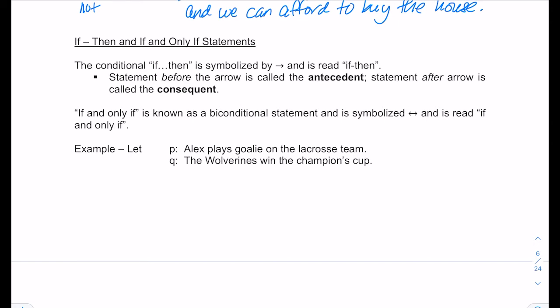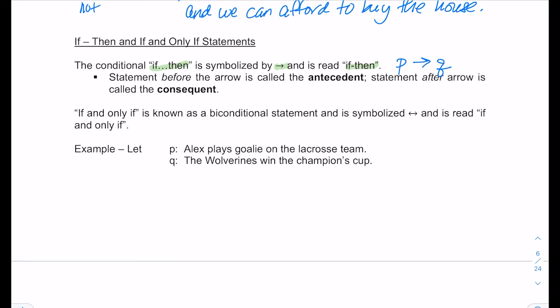Last but not least, let's talk about if-then and if-and-only-if statements. As I mentioned earlier, for if-then statements, the symbol we use is the arrow facing to the right. We read it as if-then. So if I wrote P arrow Q, I would say if P, then Q.